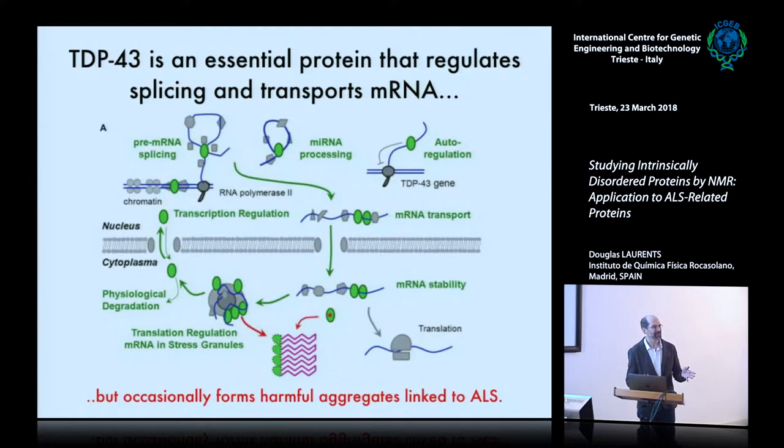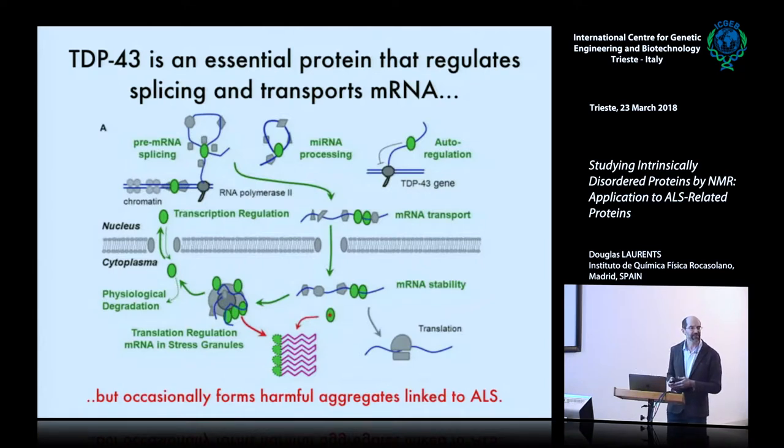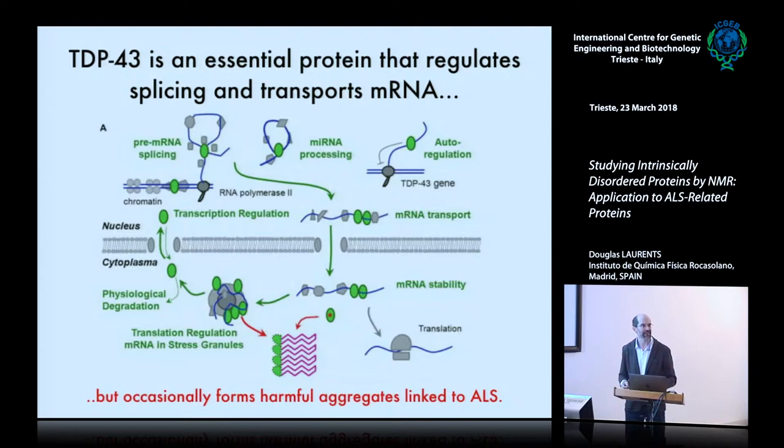You know more about this than I do, but let me just remind you that TDP-43 is an essential protein that regulates splicing of RNA and also transports RNA to the cytoplasm. As you have shown here, it can regulate its own gene. It can process miRNAs. It's involved in splicing and transcription regulation, and it transports the RNA out to the cytoplasm. Now, when it's in the cytoplasm, in conditions of stress, it can associate to the stress granules. And this is probably where the harmful aggregation occurs, when it's transiently bound to the stress granules. And this is where it can form these harmful aggregates that have been linked to ALS.